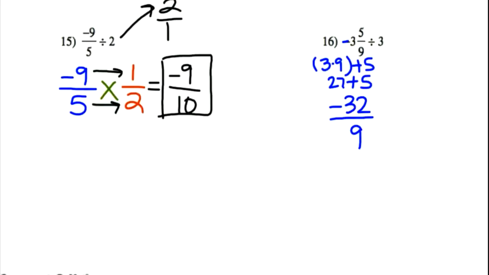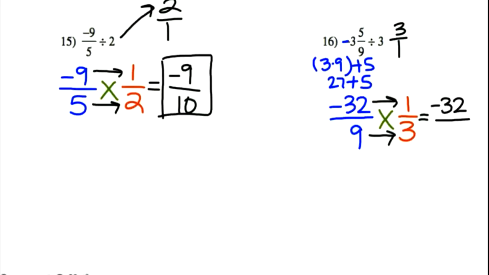So I've changed that, and I also get to keep that fraction because our keywords are keep, switch, and flip. So I'm going to keep that fraction now. I'm going to switch to multiplication. I'm going to change 3 to 3/1. I'm going to flip it to 1/3. And then I'm going to multiply straight across. So I have -32 times 1, which is going to give me -32. And I have 9 times 3, which is going to give me 27. I cannot reduce this fraction, so I have a final answer of -32/27.